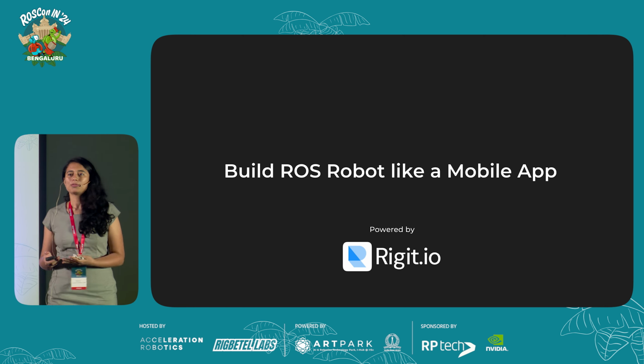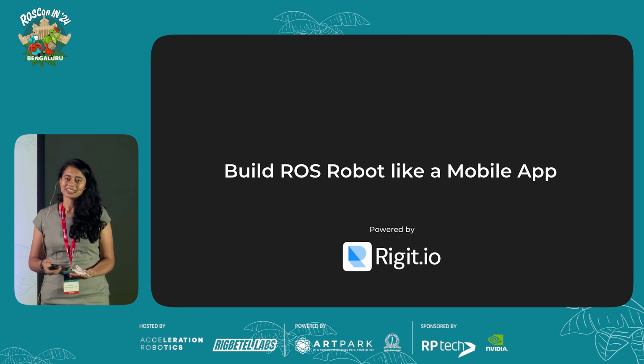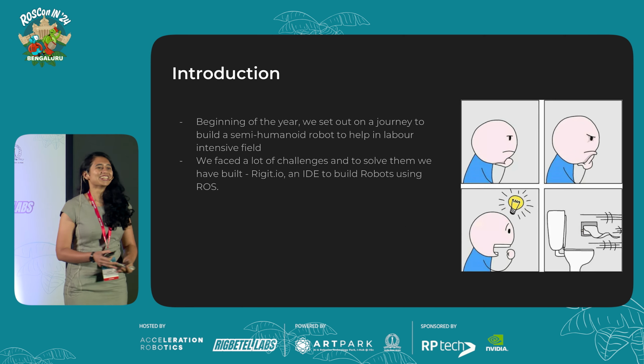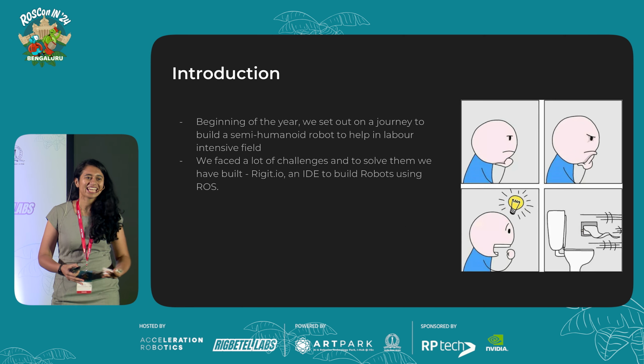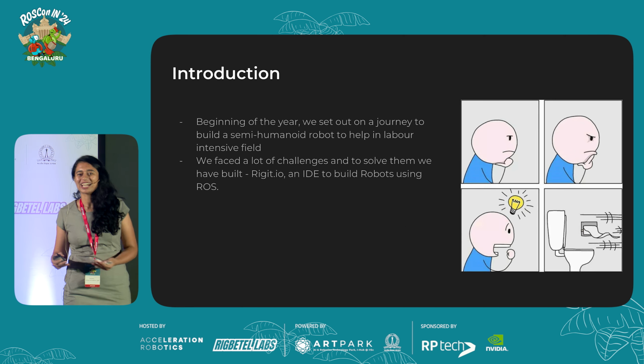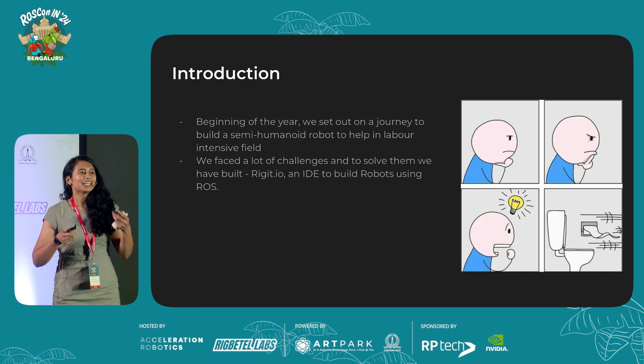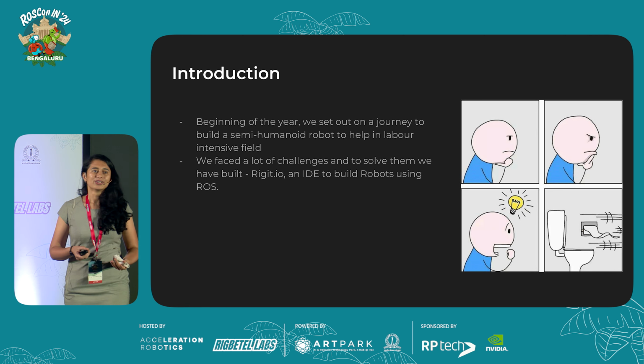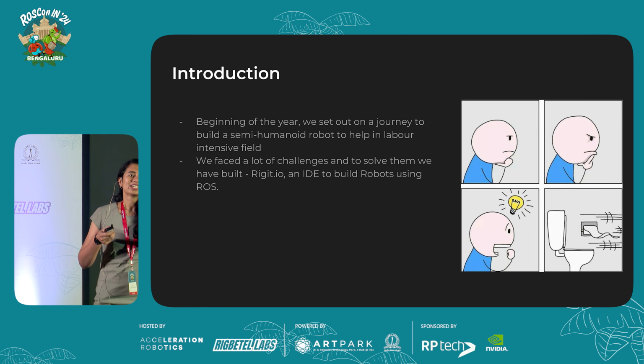So to tell you a bit about us, we set out on this journey about a year ago, and we wanted to build a semi-humanoid robot. And as soon as we started building it, we faced a bunch of challenges. And honestly speaking, it motivated us because we truly believe AI and robotics is going to create the next set of abundance in the society. And it made us think, how can we solve it? We believed that software would be something for us to start off with. And that is how we came up with Rigit.io, an IDE to build robots using ROS.